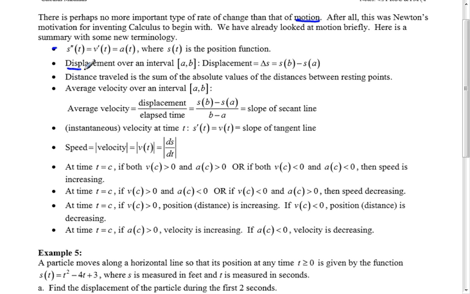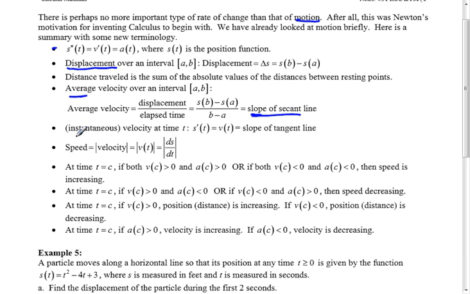Here's a new vocabulary word, or maybe you've already seen it in physics: displacement. That's just change in position. Distance traveled is just how far did you go, that's over the total area. Average velocity: slope of the secant line. Average, slope, secant line. You always have to connect those ideas.